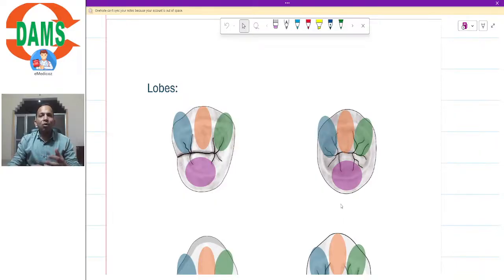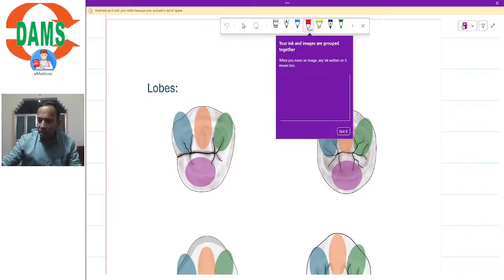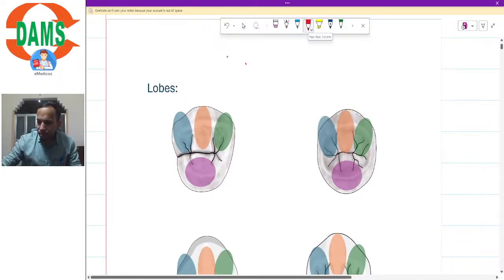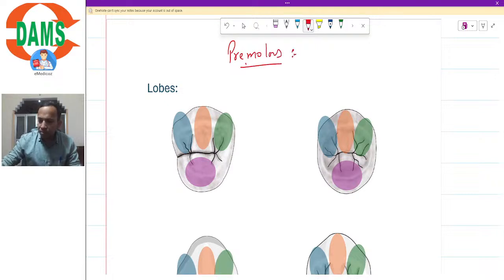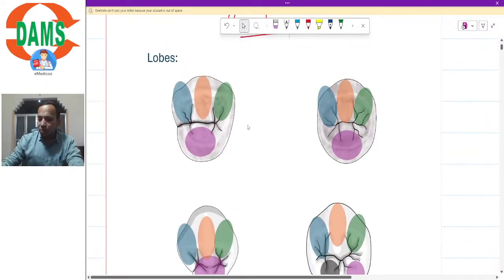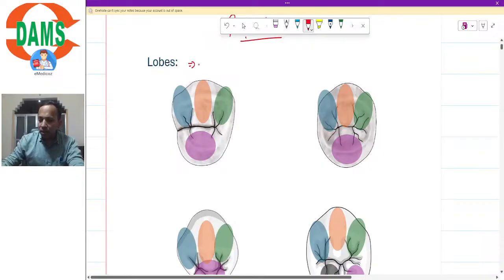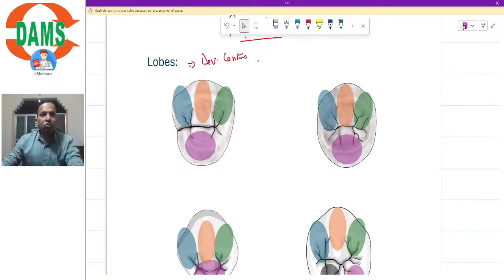Today we'll be discussing the premolars, their comparative anatomy, right? And just like yesterday's class where we discussed the comparative anatomy of anteriors, we'll begin with the lobes, their developmental center. The lobes are the developmental centers of the tooth, isn't it?